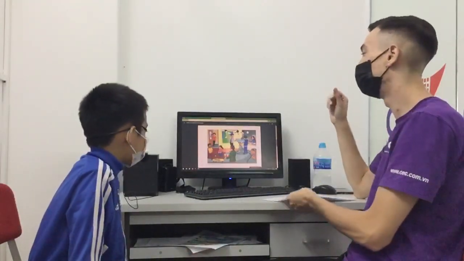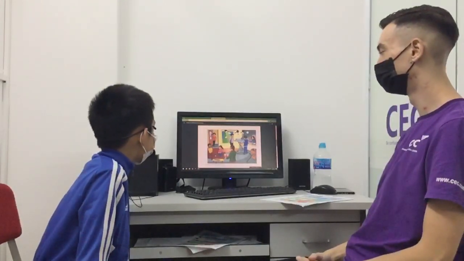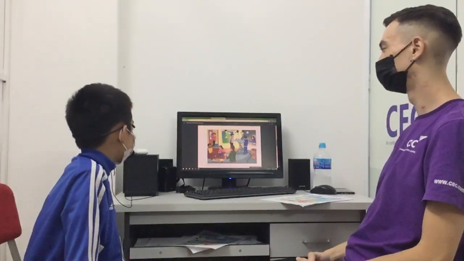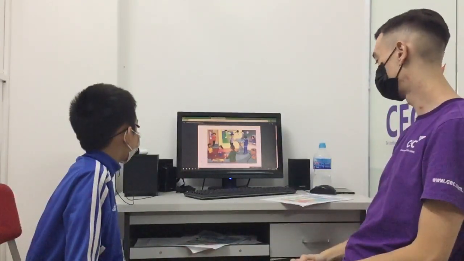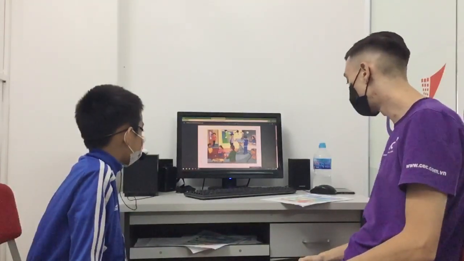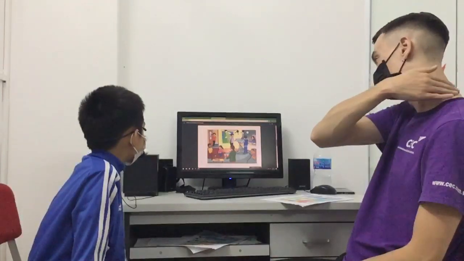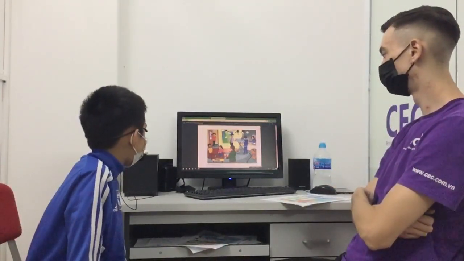Cool. In my picture, the clock on the wall is square. And in my pictures, the clock is brown. Correct. Still with the clock, in my picture, the time on the clock is 5:30. But in my picture, the clock is 5 o'clock.